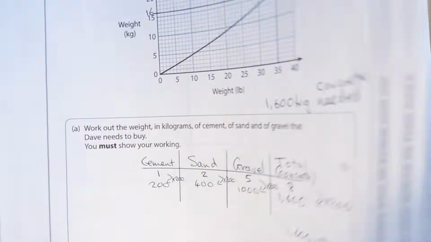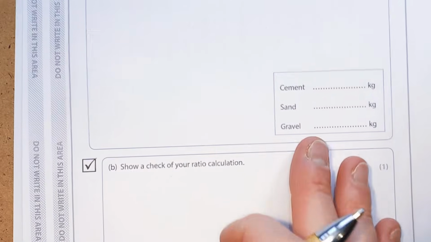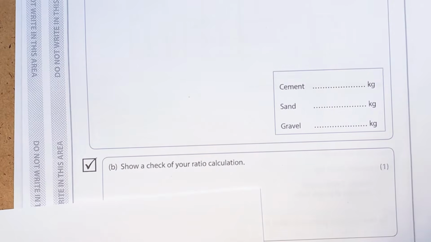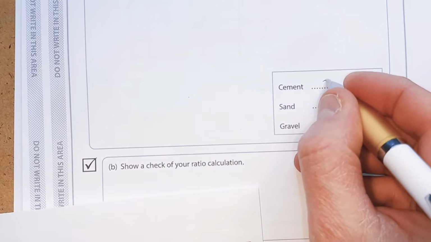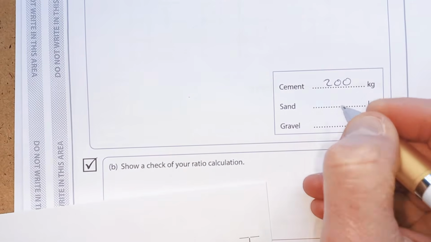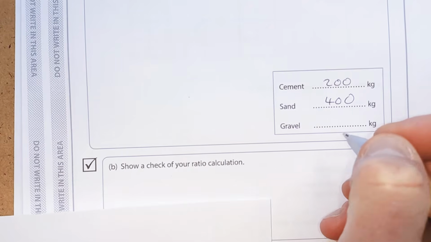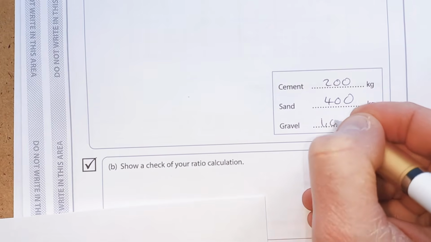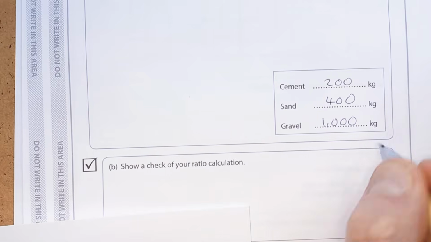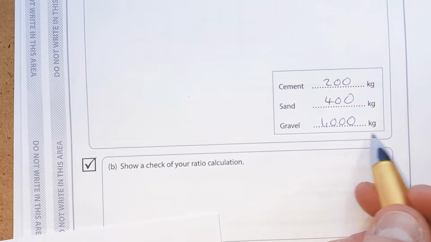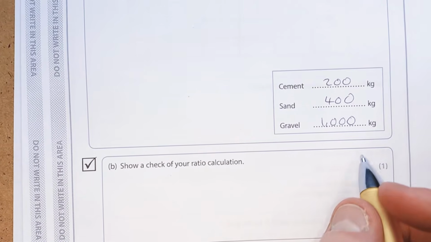If we look over here, this is where we need to put our answers. So how much cement have we got? Well, we had 200 kilograms of cement. Sand, we had 400 kilograms of sand. And gravel, we got 1,000 kilograms.